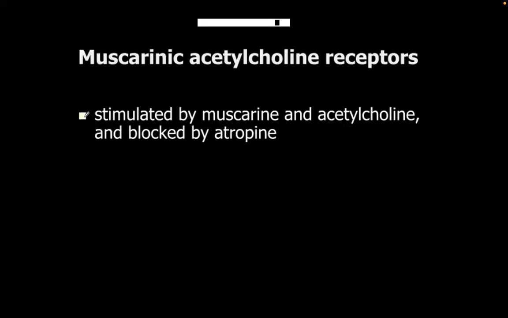Now, memorize this by heart. The muscarinic acetylcholine receptors are blocked by atropine. That is why the drug of choice for organophosphate poisoning is atropine. So please take note of that.